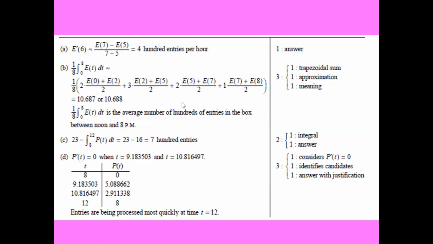If you would describe it that way, take a look at part B. It is worth 3 points. And if you look at the 3 points, 1 point for the trapezoidal sum approximation, and then justifying your answer with the meaning.